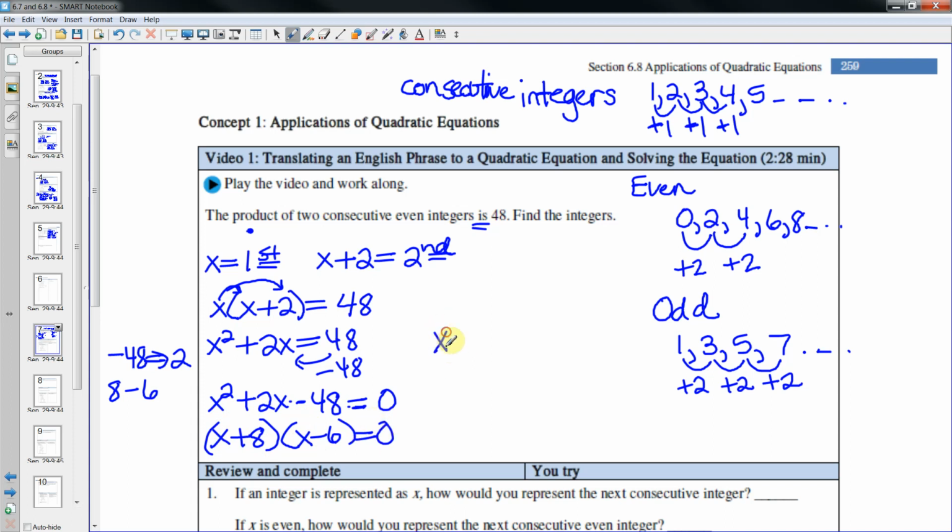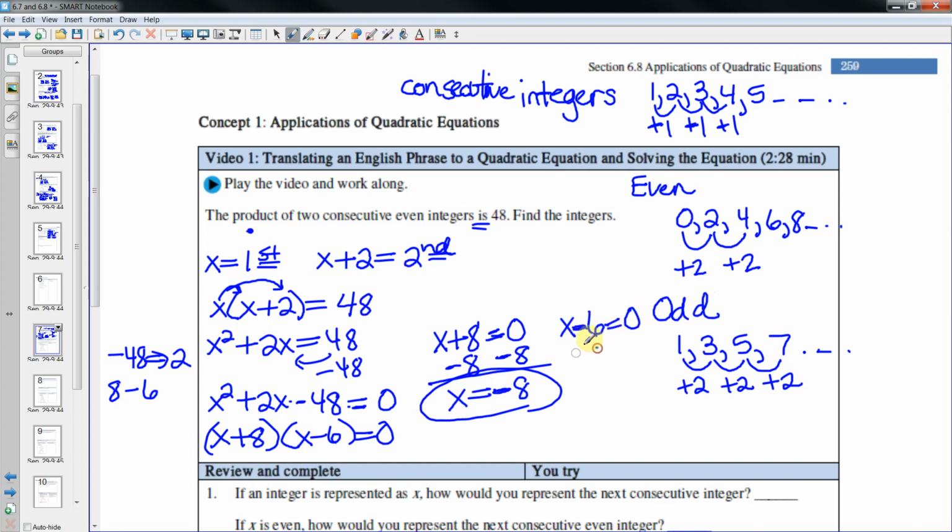Let's solve each one. So x plus 8 equals 0. So subtract 8 from both sides. So x equals negative 8. And then x minus 6 equals 0. Add 6. So x equals 6.